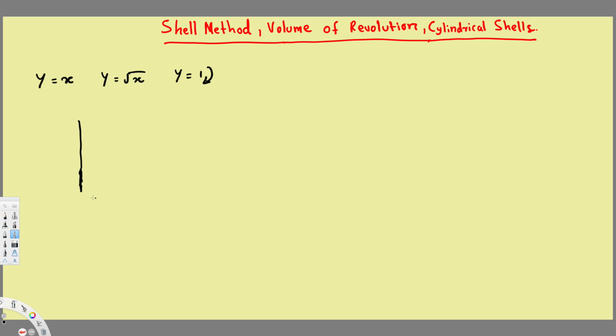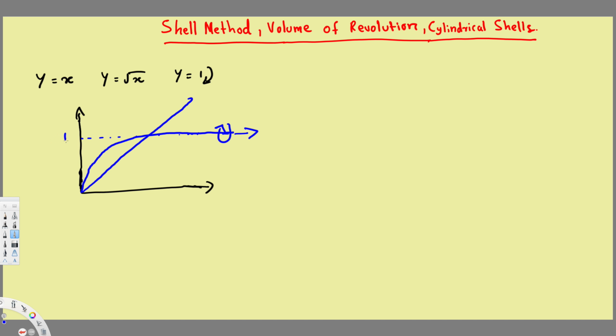So the first equation is y is equal to x, so it's going to be a straight line. Let's draw a straight line right here. Then y is equal to root x, so it's going to go like this. And they have mentioned it's rotating around y is equal to 1. So this is the region, it's going to rotate around like this. So this is 1 and this is 0, and this is the region we are trying to find.